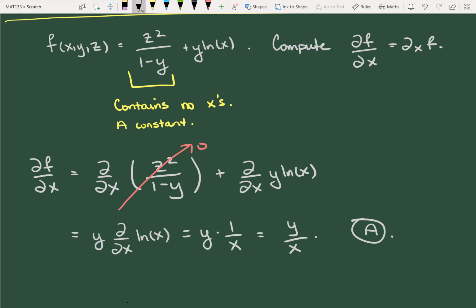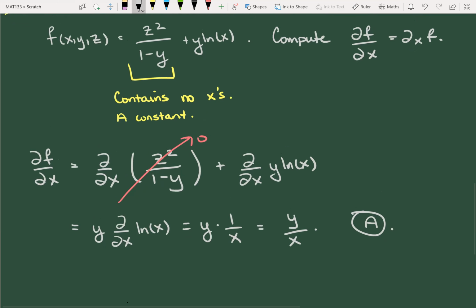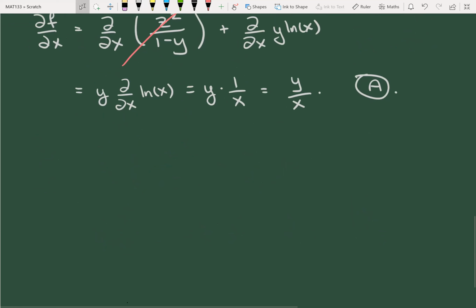Okay, so if it were y to the x ln x, what would the derivative be? Okay, sure, good question. Let me make sure I got the function right. Let's call it something else, g of x, y, z. And you're saying y to the x ln x, like that?